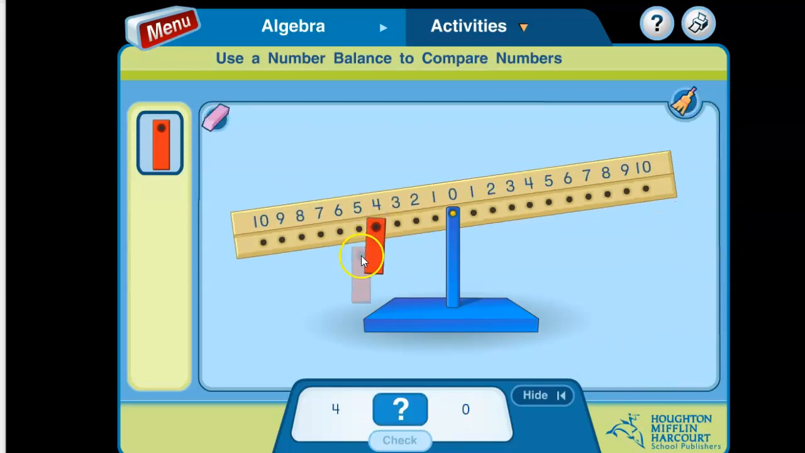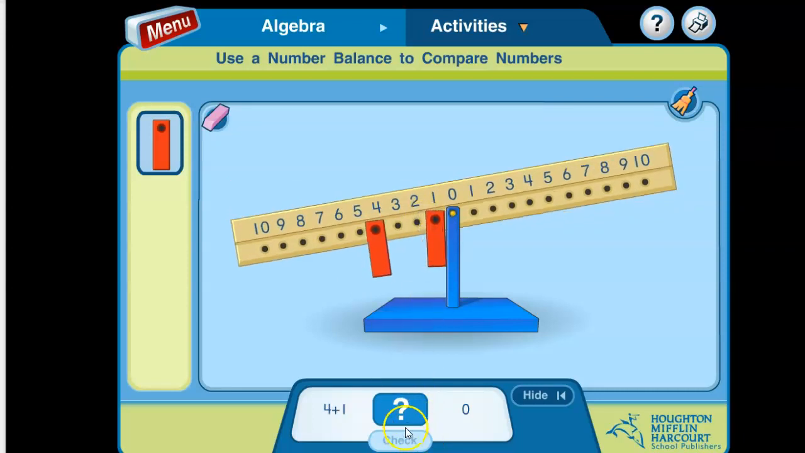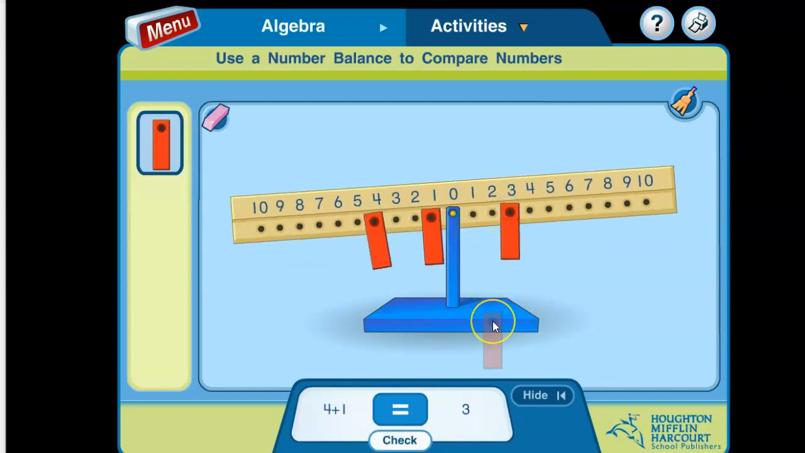A 4 and a 1, sorry. But what if I put a 3? How can I figure out what number I am missing to make it equal? We would have to add this first. So here I have 4 plus 1. 4 plus 1 equals 5. I'm going to put a 5 here.